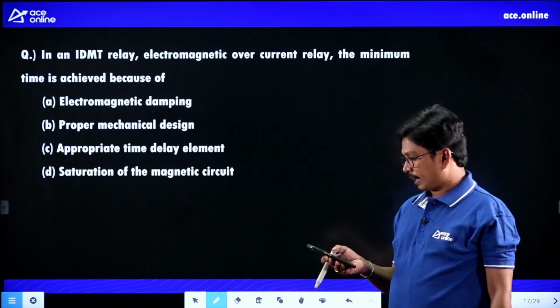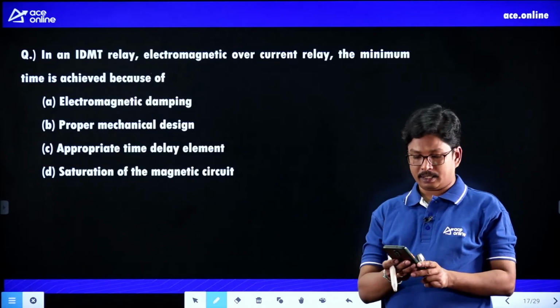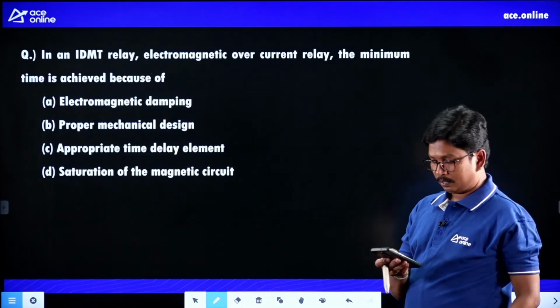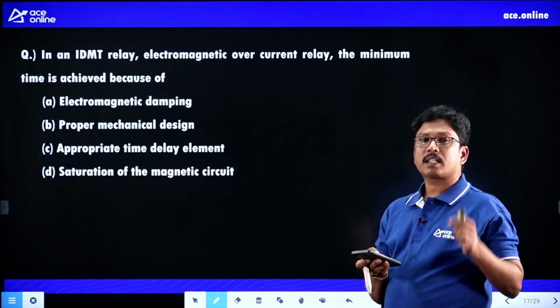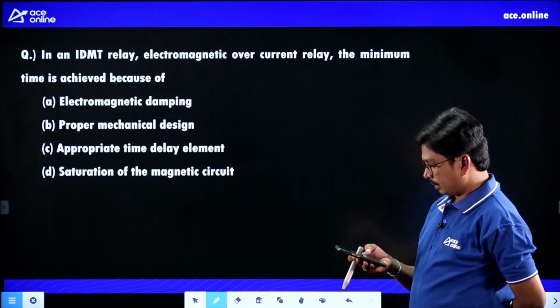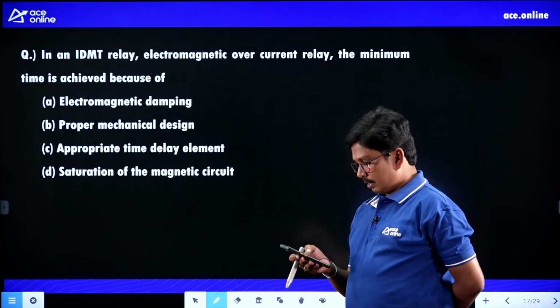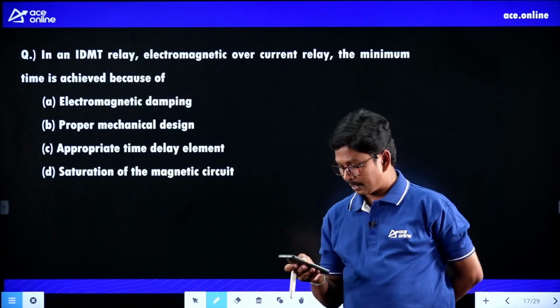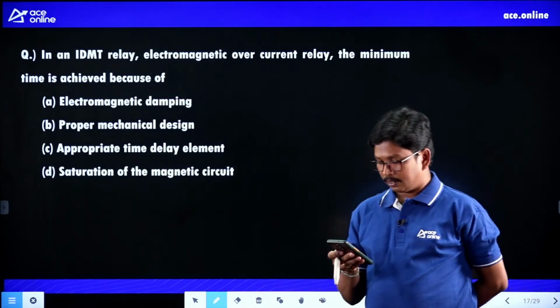Minimum time in the IDMT relay. In the IDMT relay, tell the answer. What is the answer for this question? Option D, given. Very good. Aspirant given it is electromagnetic damping. So please check your answers.